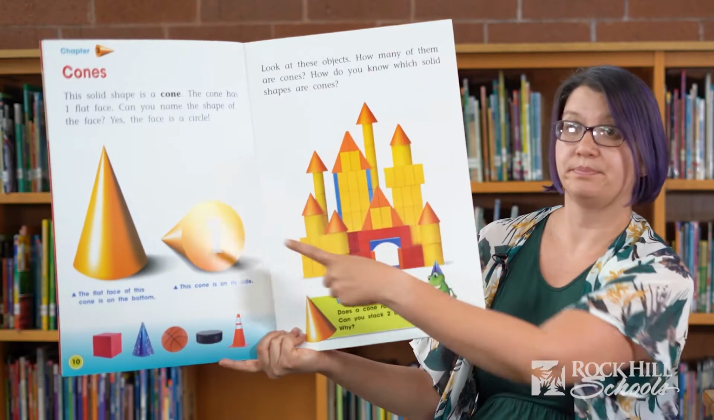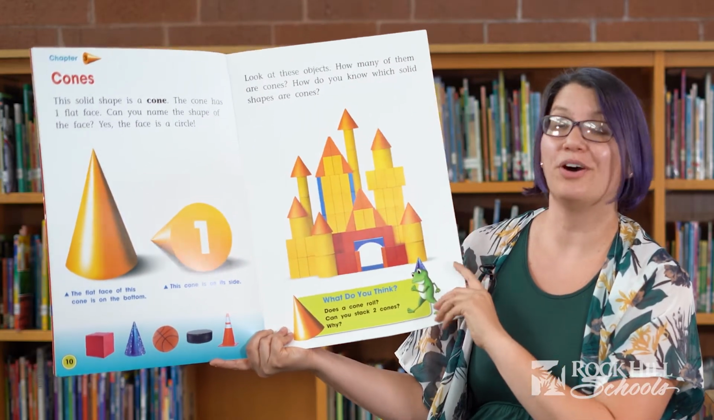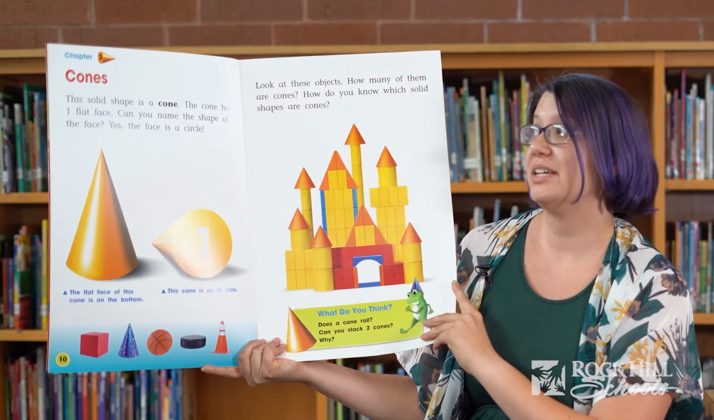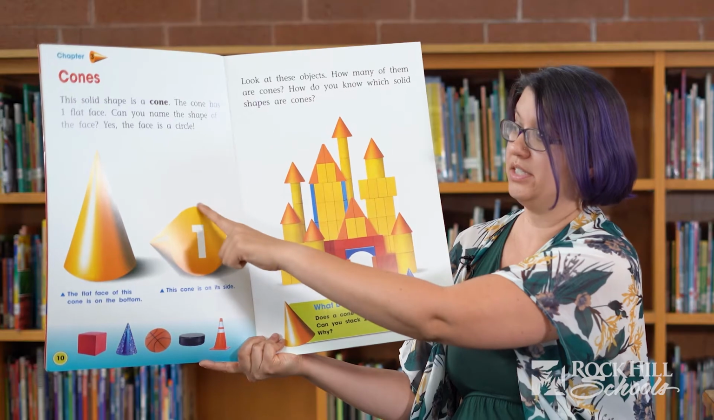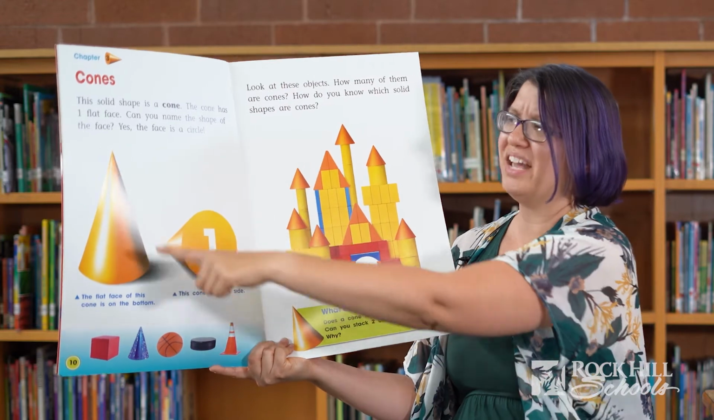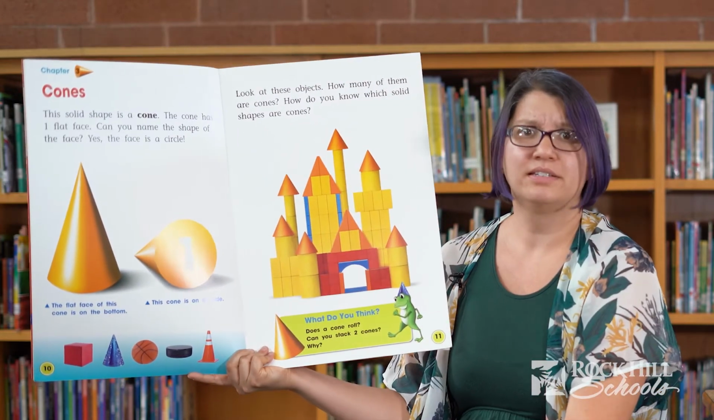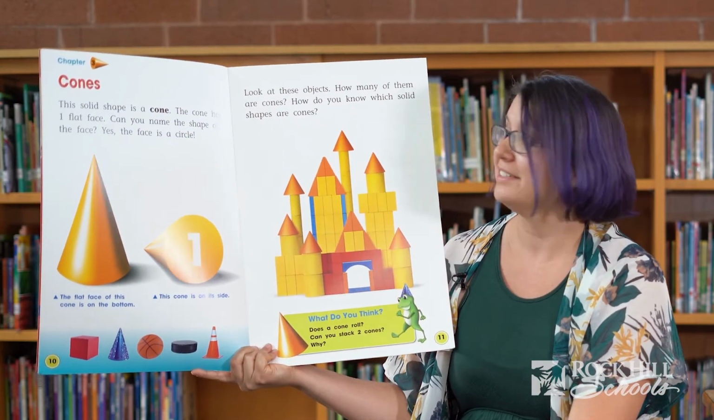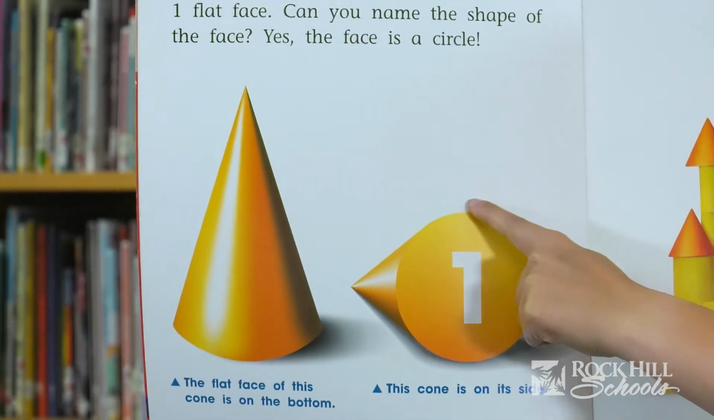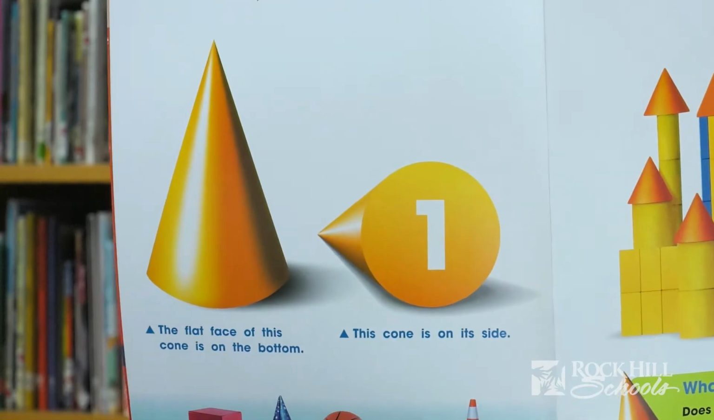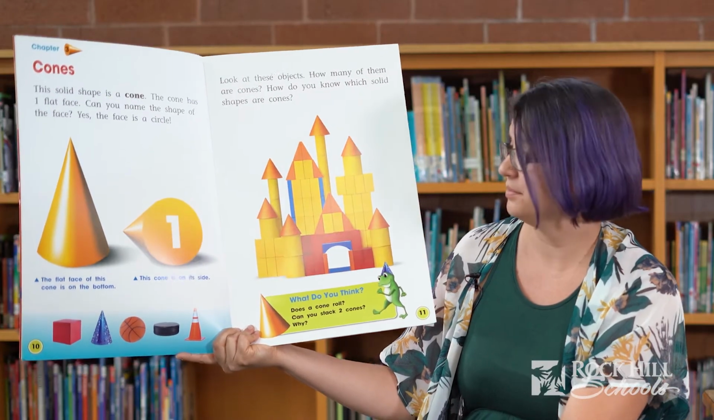What's this one? A cone, awesome. This solid shape is a cone. The cone has 1 flat face. See it there at the bottom? What does it have at the top? Not a face. Yeah, it has a point, doesn't it? It says, can you name the shape of this face? Yeah, the face of a cone is a circle.